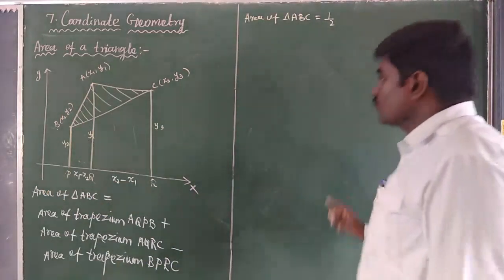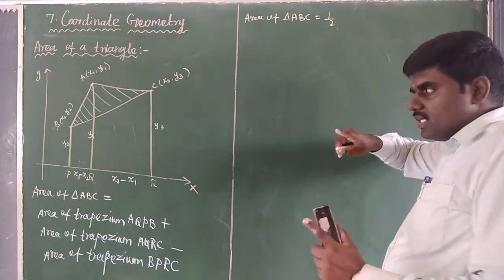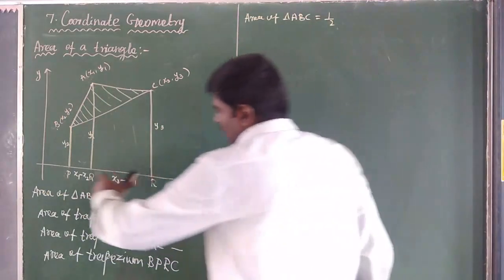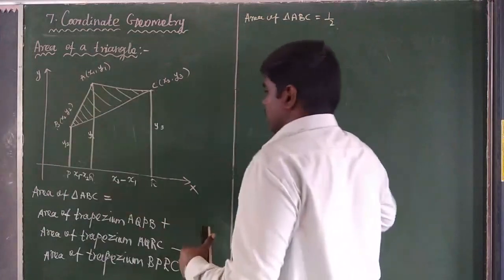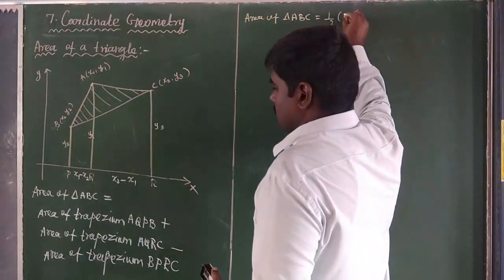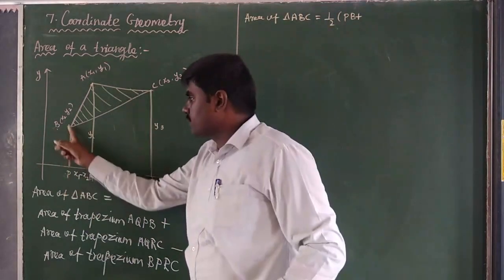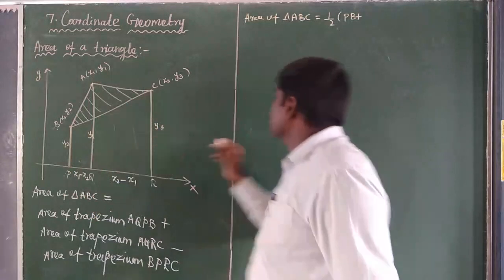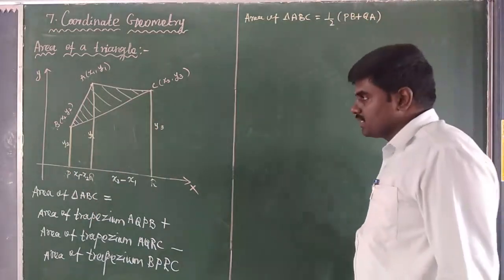Here, four sides are up here. Half into, what's the formula? Half into the sum of the two parallel sides. What are the two parallel sides? BB plus QA. It's the parallel sides only. Up here, what's the parallel side? BB plus the parallel side, next is QA. Is it clear? Sum of the parallel sides.